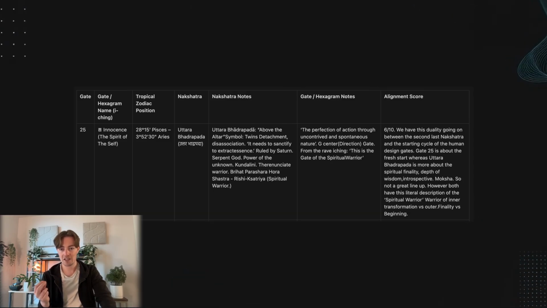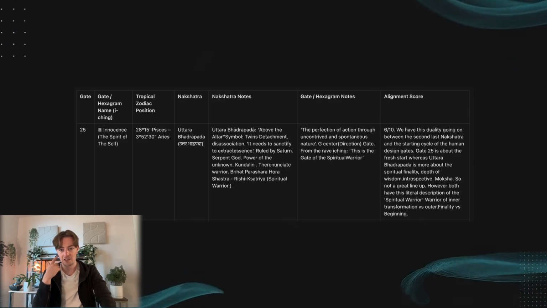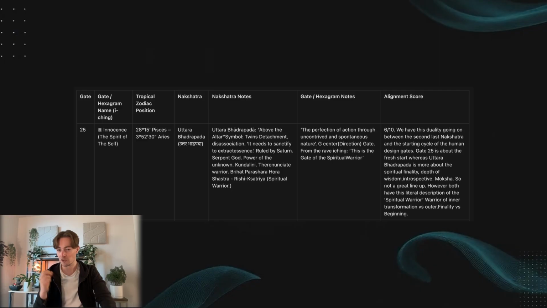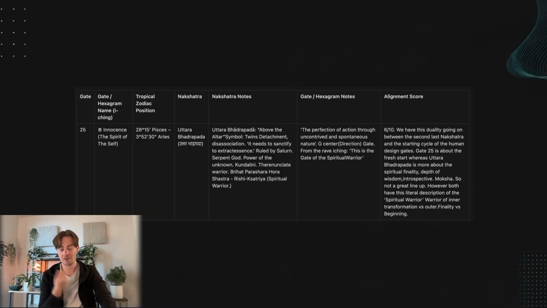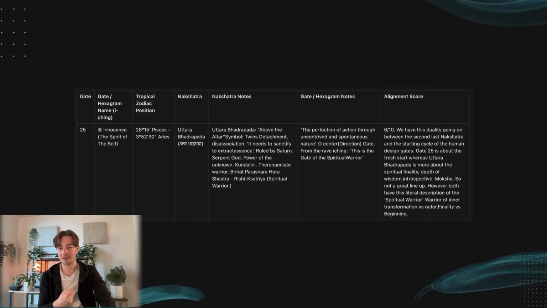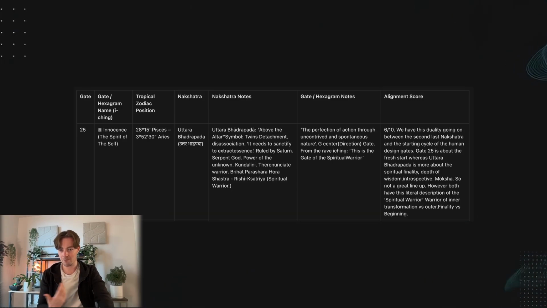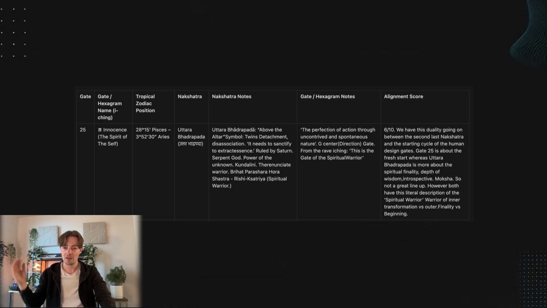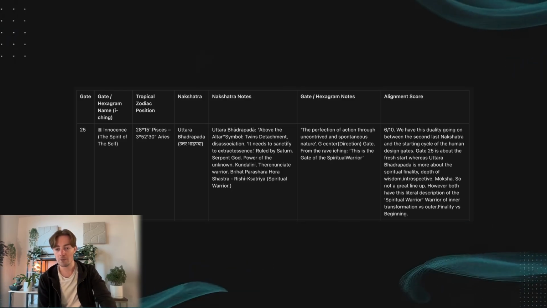So we've got this duality going on between the second last nakshatra, Uttara Bhadrapada, and the starting cycle of the human design gates. So gate 25 is about that fresh start. It's very appropriate for being the first gate in the wheel. It's about the fresh start, whereas Uttara Bhadrapada is a bit more about spiritual finality, the depth of wisdom, the introspection, the spiritual release, this sense of finality, the last step on the evolutionary roadmap, as it were.